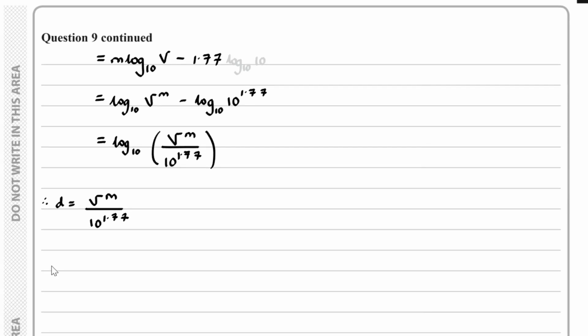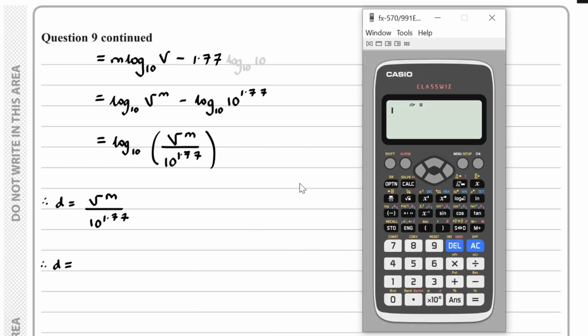In other words, d, that's equal to, well here, 1 over 10 to the power of 1.77, that's 0.0169, etc. And that's approximately the 0.017 given in the question. So therefore we can conclude that we have d equals 0.017 v to the power of m.